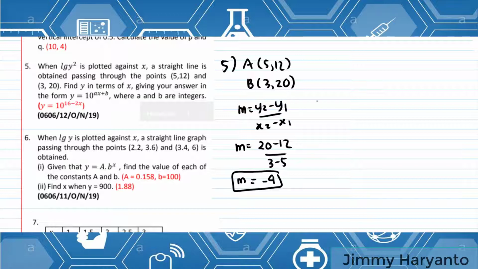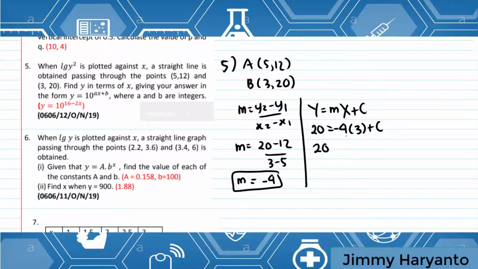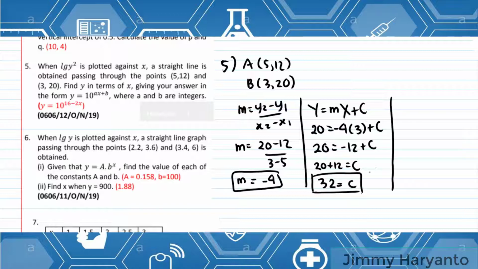And then we will find the c. Y equals to mx plus c. The y is 20, m is -4, x is 3, c we don't know. 20 equals -12 plus c. Move the -12, 20 plus 12 equals to c. C equals to 32. Okay, guys.